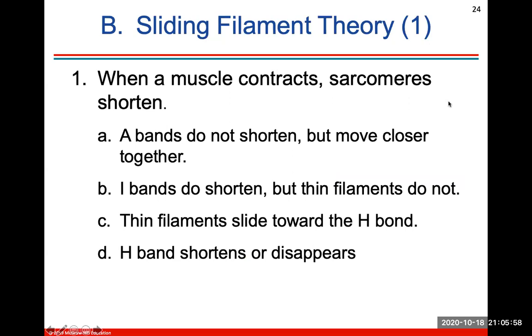When a muscle contracts, the sarcomeres will shorten. The A bands will not shorten, but they'll move closer together. The I bands do shorten. In general, when you're talking about muscle contraction, your thin and your thick filaments never shorten. They just slide past each other, so the area where they overlap shortens.